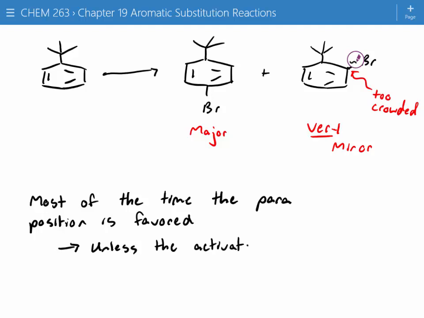I hope you reuse these lectures next year so you hear this. Unless the activator is very small, like the size of a methyl group, then your ortho position will be favored.